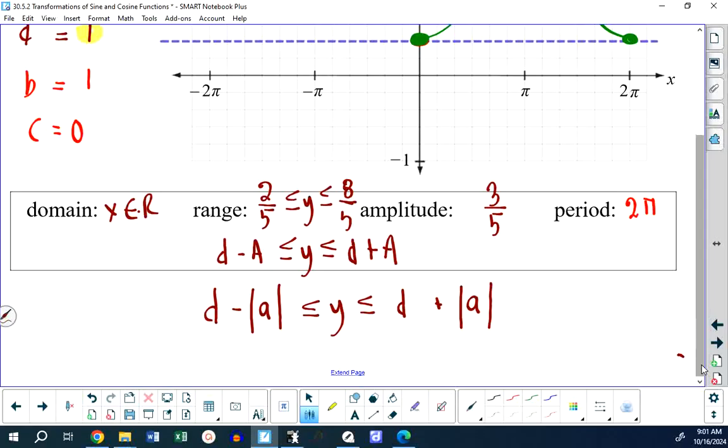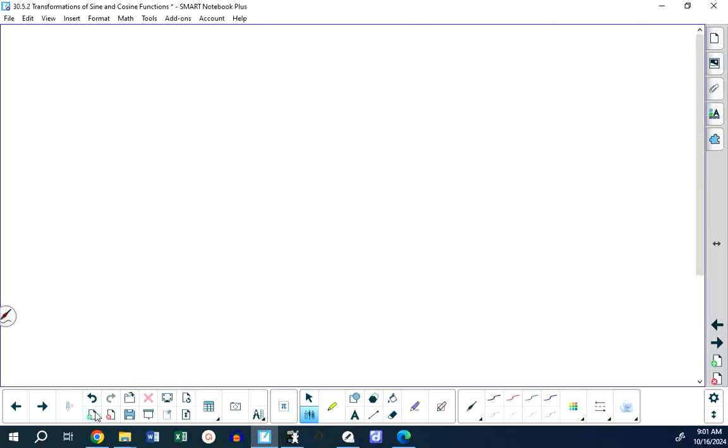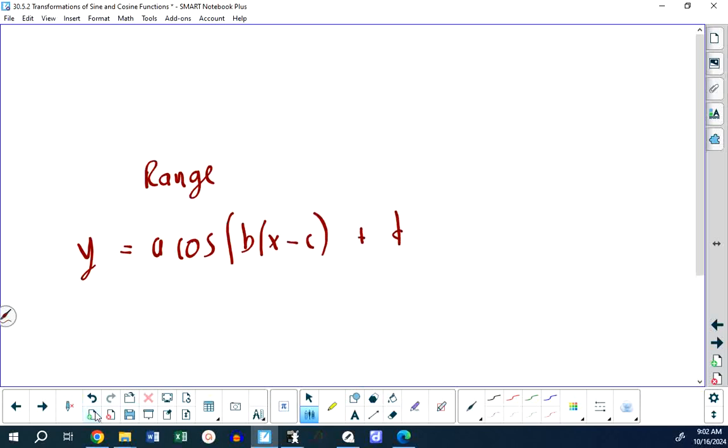Very quick, maybe type of exam question, where I give you the following. I say that the range of the following function, y equals a cos b bracket x minus c bracket plus d. I don't even tell you what those things are. And the range, let's just pause for a second because this is crucial. The range is determined solely by a and d.